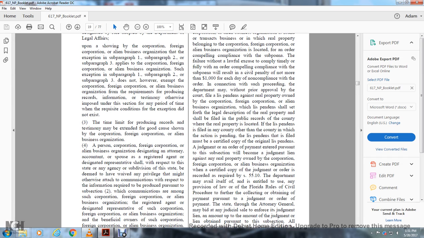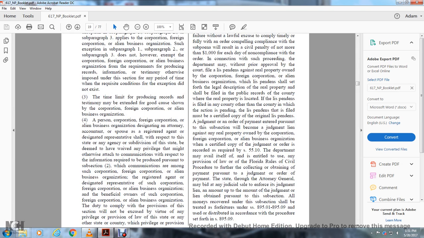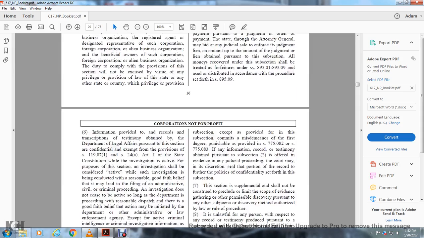When a certified copy of the judgment ordered is required pursuant to statute 55.10, the department may avail itself and is entitled to use the provisional law of the Florida Rules of Civil Procedure in further collecting and obtaining the payment pursuant to the judgment and order of payment. The state, through the attorney general, may bid in a judicial sale to enforce a judgment lien, up to the amount of the judgment lien obtained pursuant to this subsection. All monies recovered under this subsection shall be treated as forfeitures under statute 895.01 through 895.09, used and distributed in accordance with the procedures set forth in 895.09.